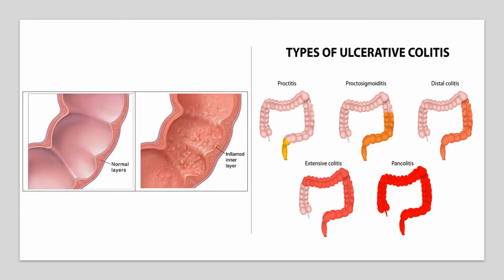This slide illustrates nicely the types of ulcerative colitis. On the left you have normal tissue followed by an image of tissue with ulcerating lesions. On the right you see different aspects of the severity of ulcerative colitis. You can have proctitis that involves just the very lower end of the large intestines. You can have distal colitis, extensive colitis, and then pancolitis, which involves the entire segment of large intestine.